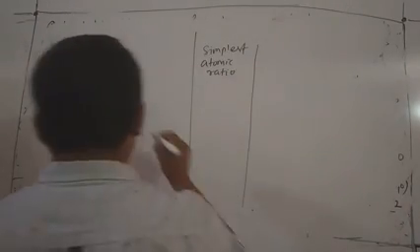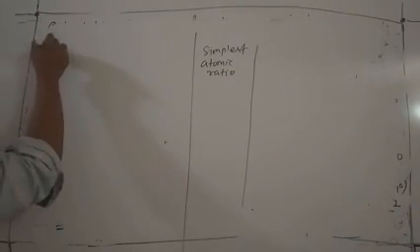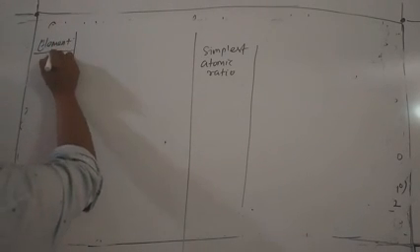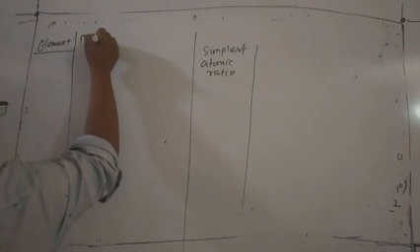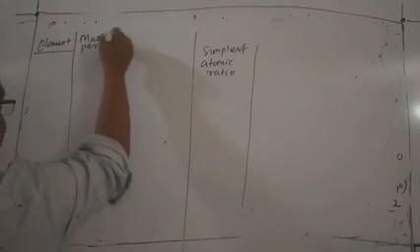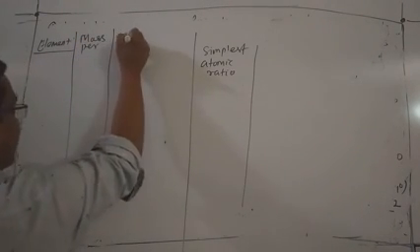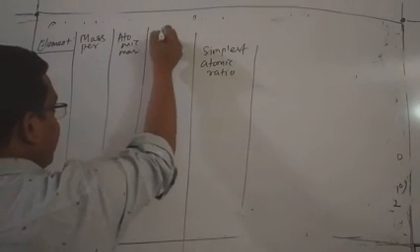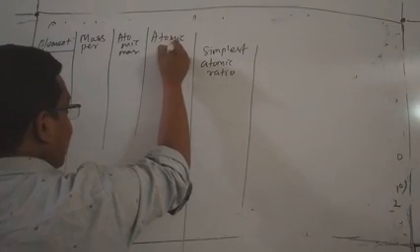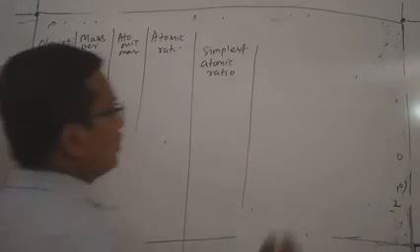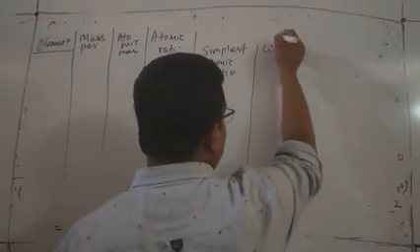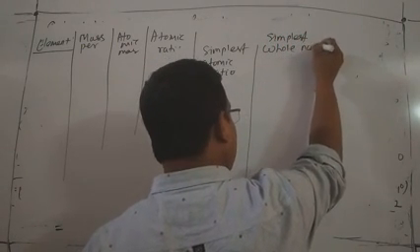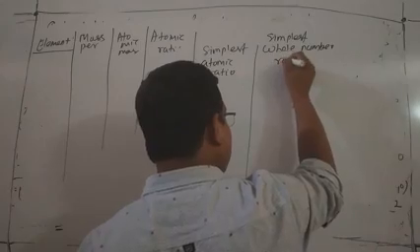suppose your first column is your element. In many problems, what happens? It is your element, it is your mass percentage. Mass percentage, this is your atomic mass. Atomic mass, this is your atomic ratio. Then next is your simplest atomic ratio. Next is your simplest whole number ratio. Simplest whole number ratio. What happens?